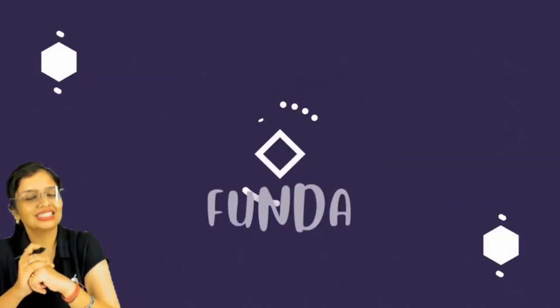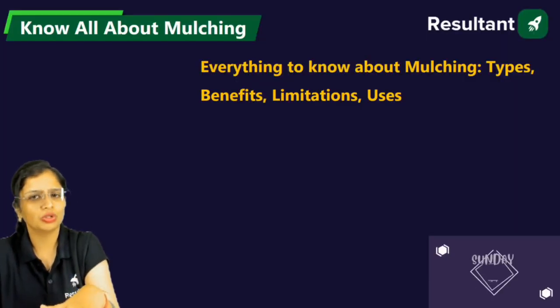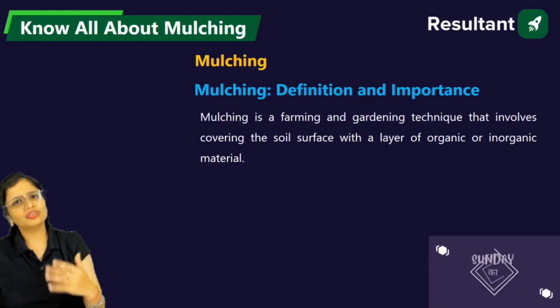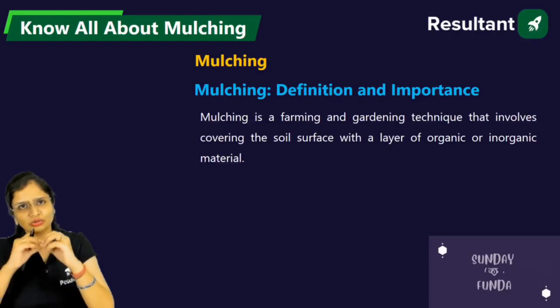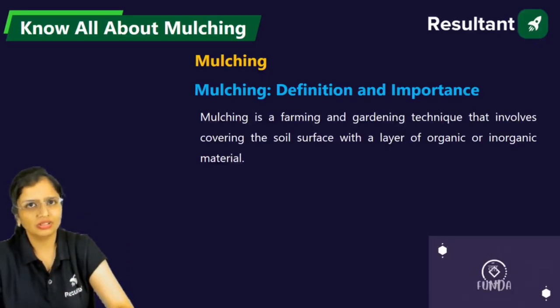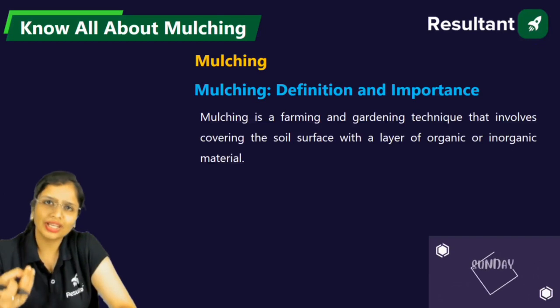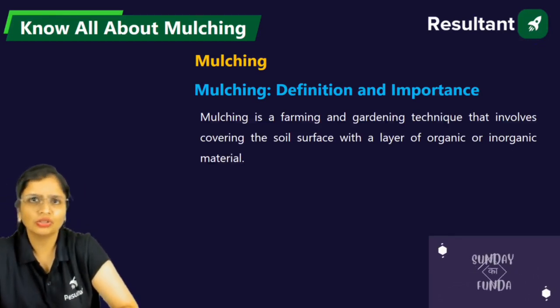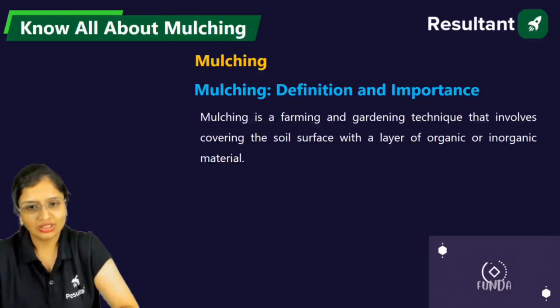Next, let's talk in this Sunday Ka Funda video about the detailed things about mulching, everything you want to know about mulching. So mulching, as I told you, is done in farming, and you do it for gardening and nursery purposes and all. You cover the soil with a protective layer. You can use any organic or inorganic material. When you say organic material, predominantly carbon is there. In inorganic, you don't have carbon. Exceptions, I'm not taking into consideration.